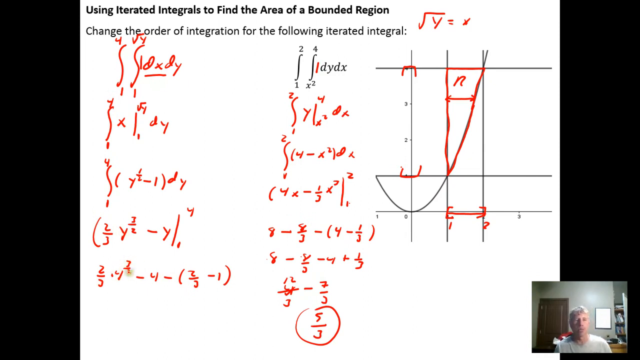And then simplify. 3/2 for our exponent. So take the square root of 4 is 2, and 2 cubed is 8, times 2 is 16. We get 16/3 from there. Minus 4, minus 2/3, plus 1. So we have 16 minus 2 is going to be 14/3. Minus 4 plus 1 is a minus 3. So common denominator is going to make this 9/3. And 14 minus 9 is 5 over 3. So we get the same result regardless of the order in which we integrate, as long as we modify the bounds of integration appropriately.